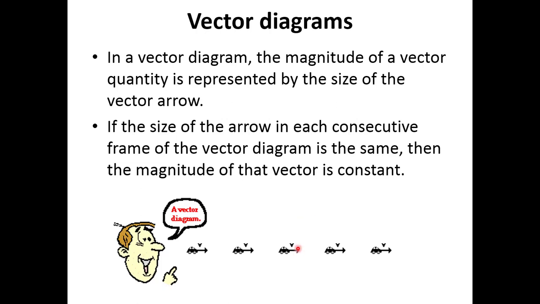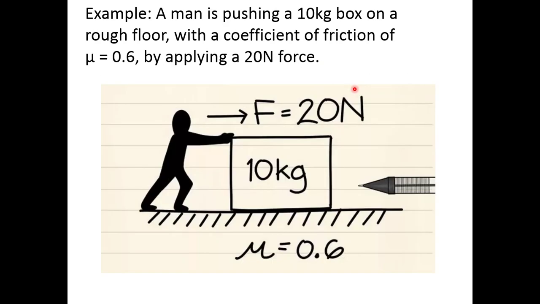The vector shows the magnitude by the size of the arrow. Now let's start an example. Here, as you see, there is a box which has 10 kilograms, and a man is pushing it on the floor with a force of 20 Newton, and the floor is rough. What does it mean? It means that it is difficult to push the box.